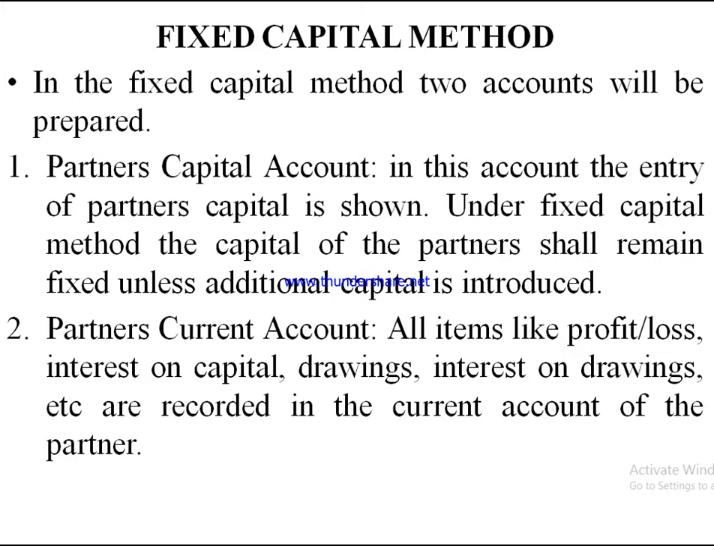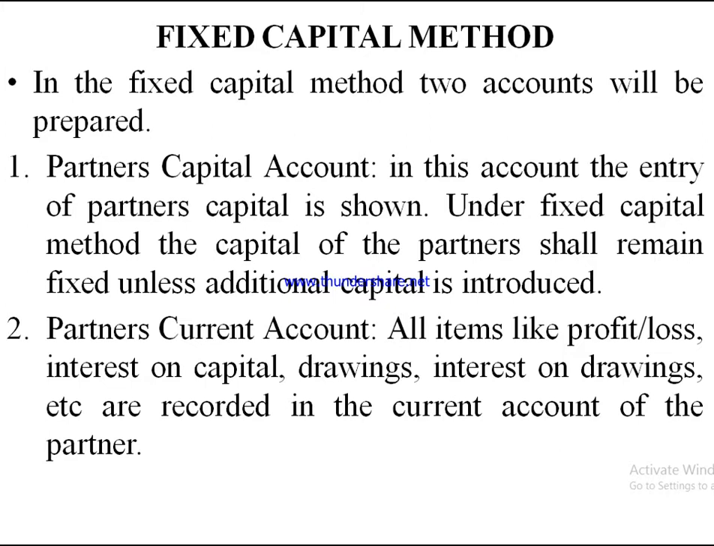So in the case of the fixed capital method, 2 accounts are maintained: one is Partners Capital Account and the other is Partners Current Account. In the Partners Capital Account, the transactions related with capital are shown, that is, the initial amount invested by the partners or the additional capital invested later. Only these 2 entries are shown in the Partners Capital Account. Any other entry other than capital will not be shown in this account.